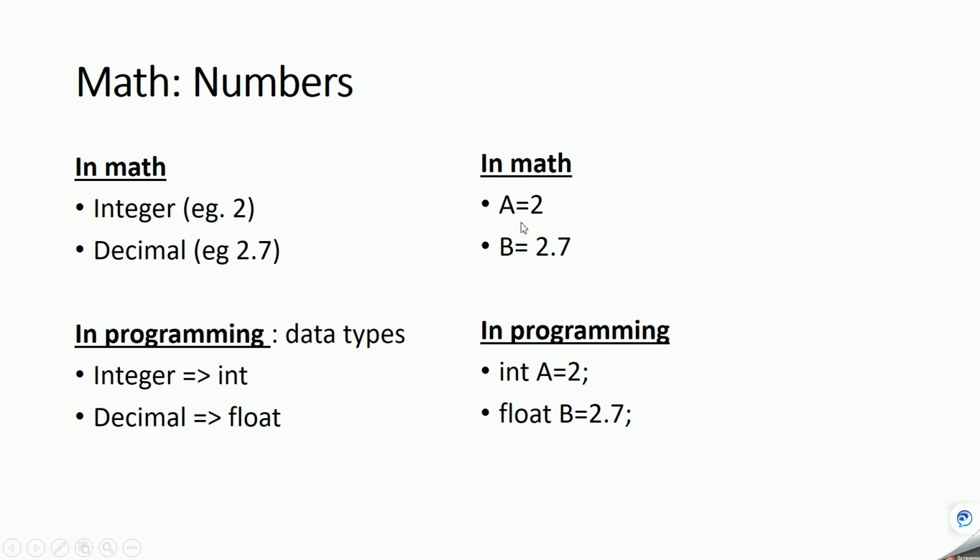In math, we write a equal to 2 and b equal to 2.7. The same thing in programming language can be written as int a equal to 2 semicolon, float b equal to 2.7 semicolon. Here a is nothing but a variable, and each line should end with a semicolon, and this one line is called a statement in a programming language. Similarly, b is also a variable that has the value 2.7, and this is another statement in programming language.